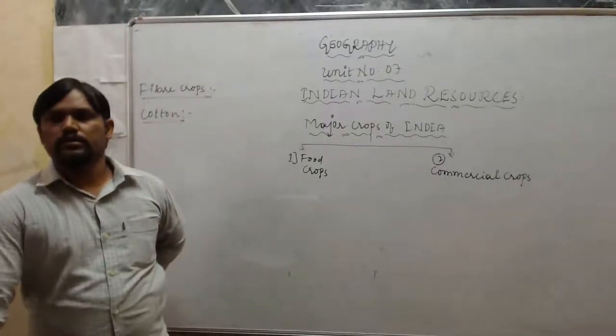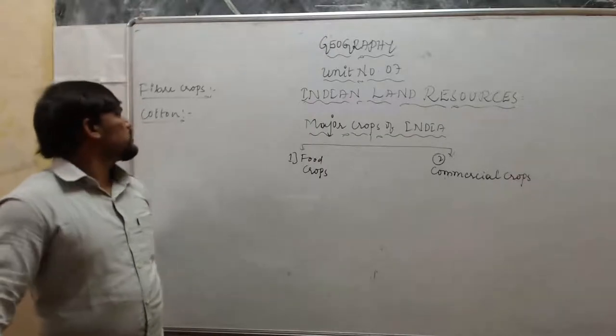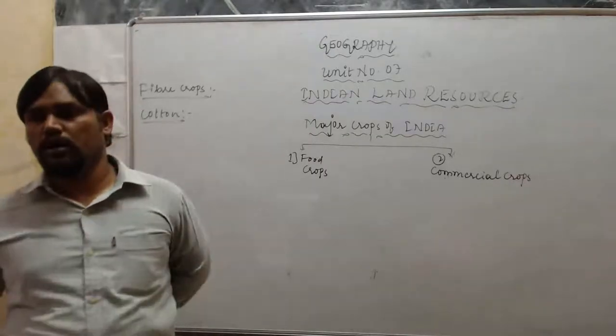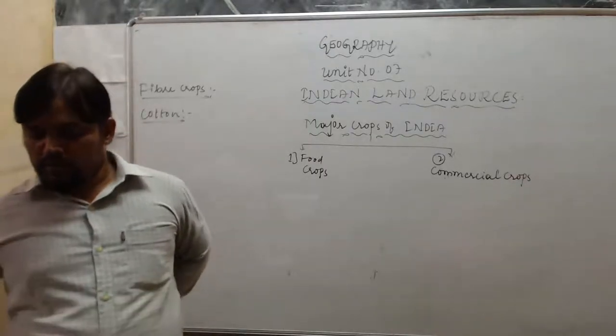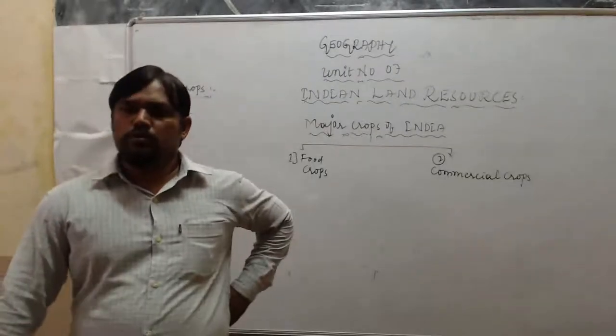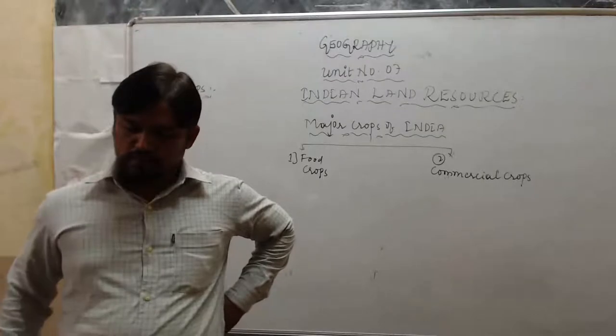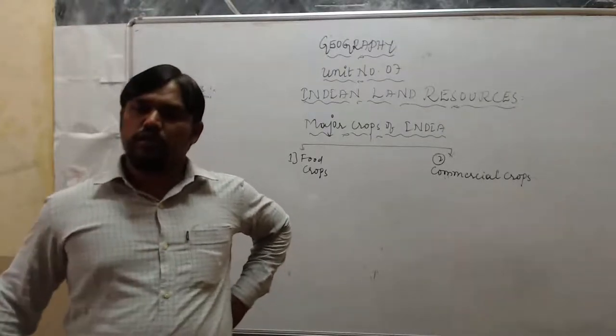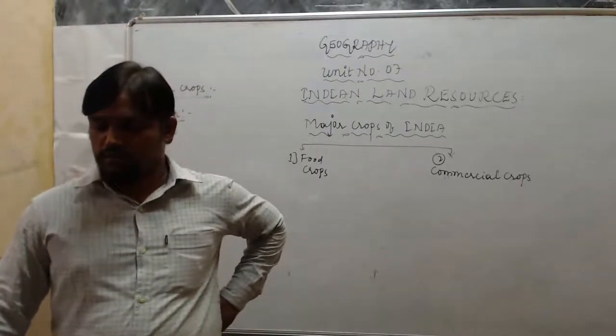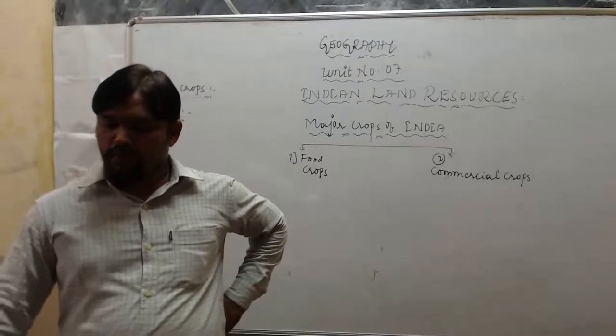If asked to give any example for fiber crops, you have to write cotton. Cotton, jute, anyone you can write. Cotton and jute are the examples for fiber crops. Next, about beverage crops.